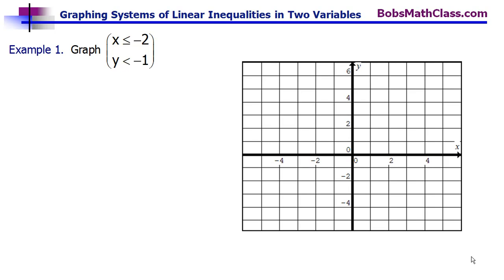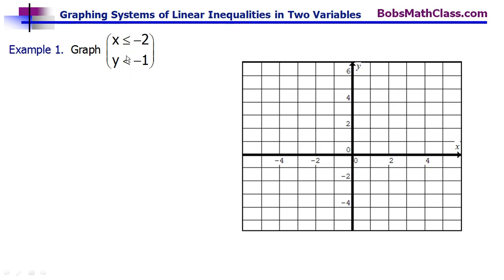Graphing systems of linear inequalities in two variables. When we discussed systems of equations in two variables, we were looking for the point where the two lines intersected on the graph. Now we're looking for the area that satisfies both conditions for the inequalities. In this case, we're talking about two conditions because we have two inequalities. If we have three inequalities, then we're looking for the area that satisfies all three inequalities.